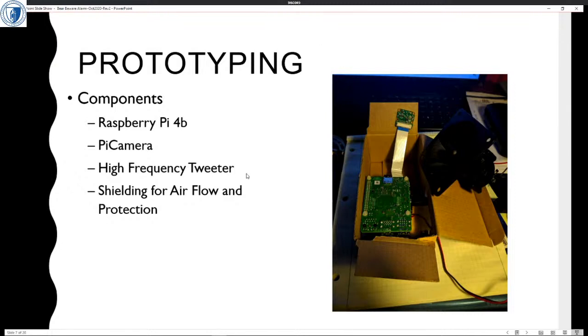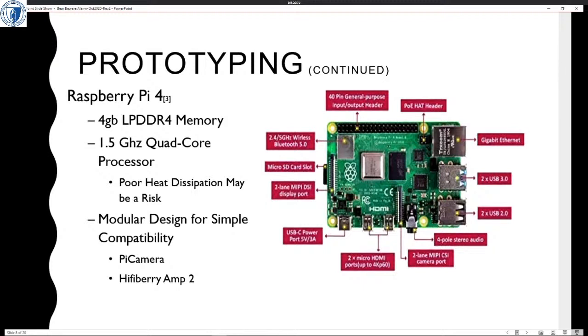The Raspberry Pi 4 provides a 1.5 gigahertz quad-core processor, which is great when compared to the Pi 3, but not so good because it gets heated with continuous use. And so we might have to look into heat dissipation, whether that be an external fan or a heat sink, which is possible, but we'll cross that bridge when we get to it. And the modular design for the Raspberry Pi was so valuable to us because it allowed for simple connection.